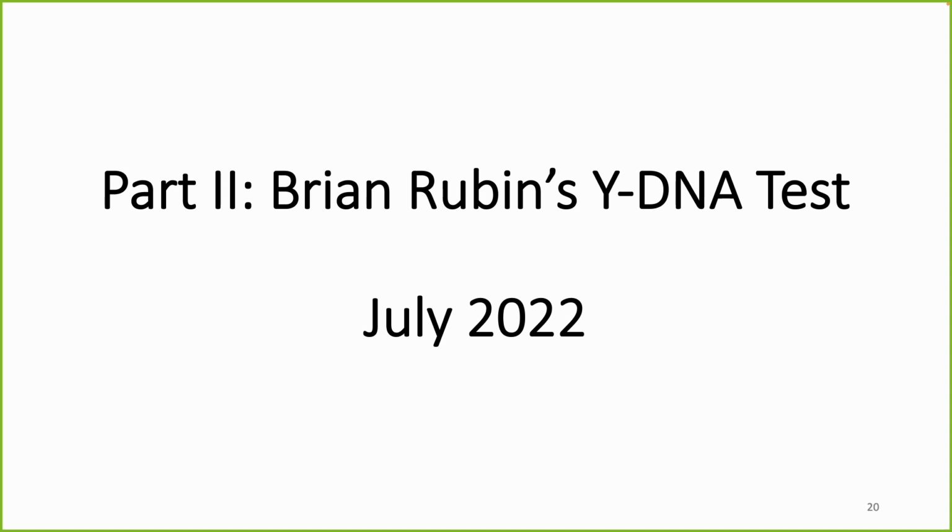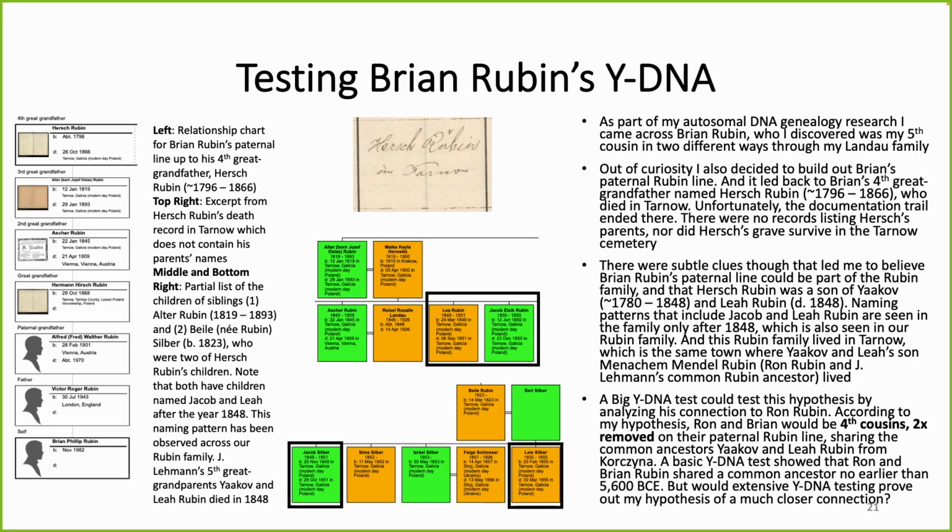So I'm going to talk about two different testers that followed Ron Rubin's test that provided us some very interesting insights, and they were answering different questions. Okay, so the first person who I sought to take another Y-DNA test was a guy by the name of Brian Rubin. Brian Rubin, just some background on him. He is, let's say, around my age, a little older than me. He lives in Minneapolis, Minnesota.